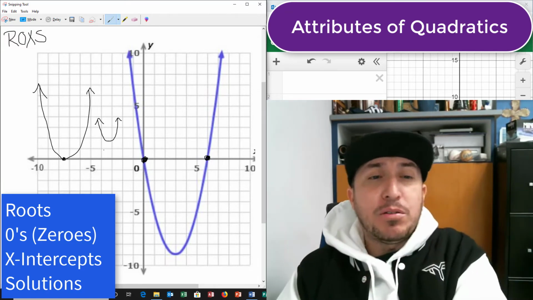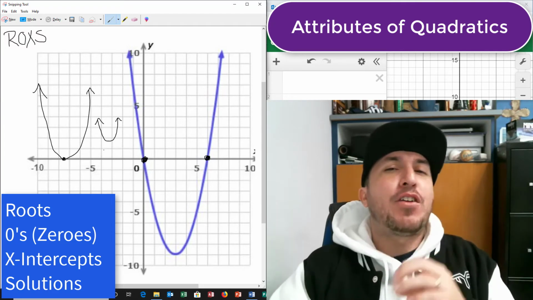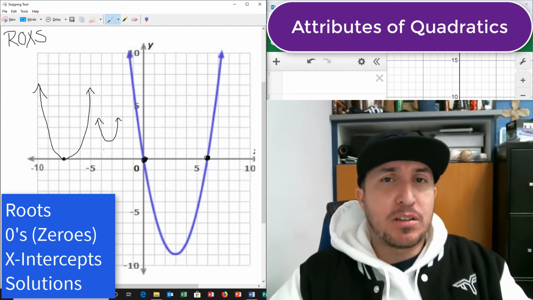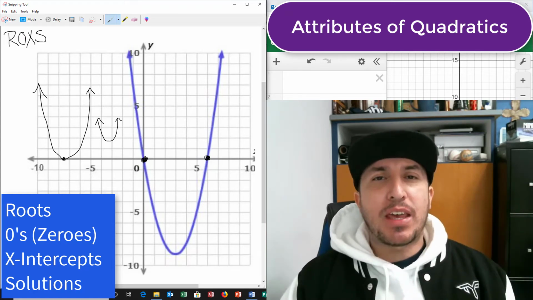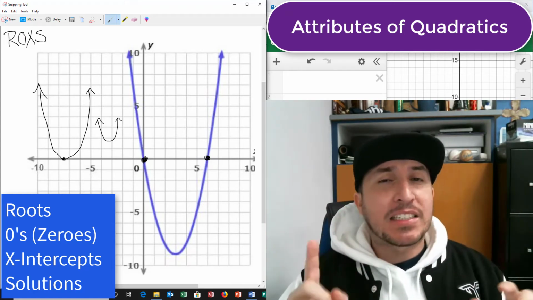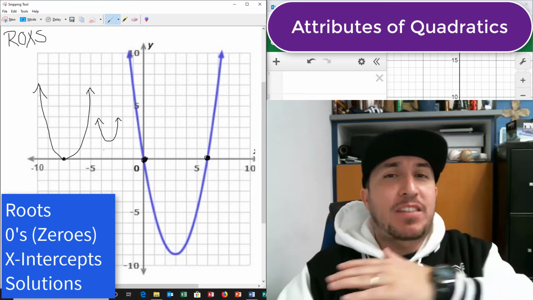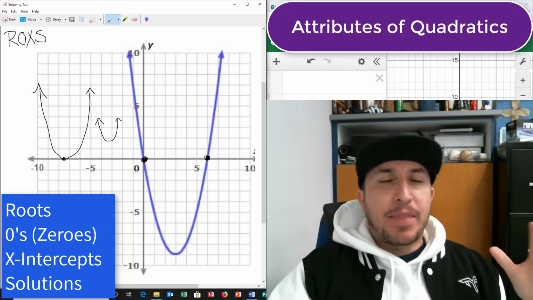So you could have 2 roots, 1 root, or no roots. It just depends on how the picture looks. But the roots, solutions, zeros, x-intercepts, that's the same thing. It's 4 words that mean the exact same thing, and it's where the graph touches the x-axis. That's how you take care of this.